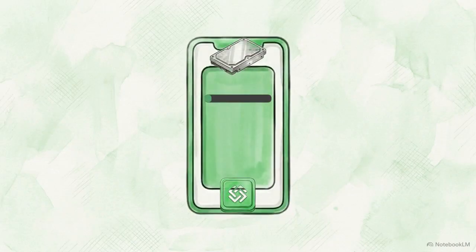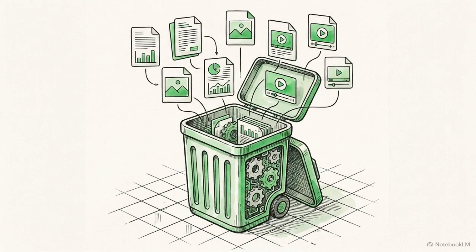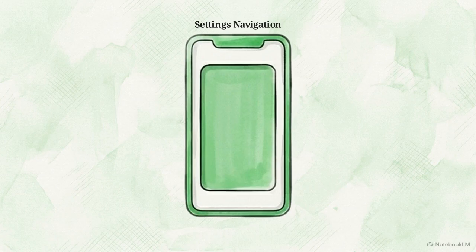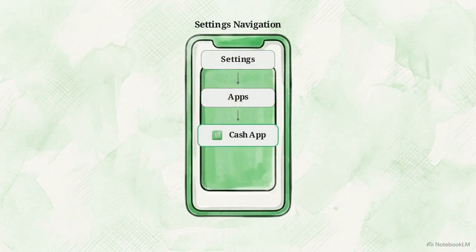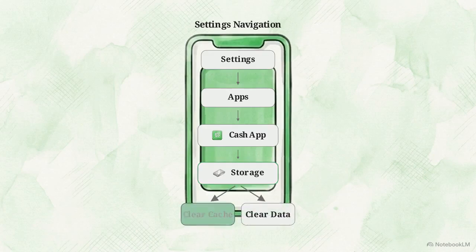Operating your device near its maximum storage capacity physically chokes the application's ability to cache the temporary data it needs to run. Delete unused files to restore that operational headroom. This diagram maps the required navigation path for Android. Go to Settings, tap Apps, select the application, open Storage, and hit Clear Cache.